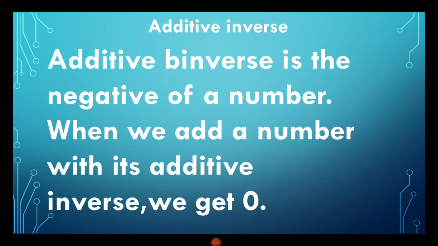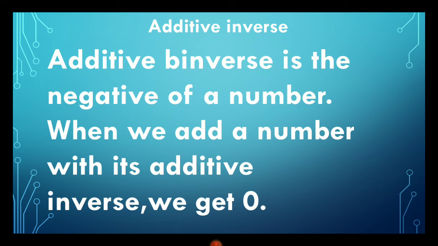So additive inverse. As I was saying, when you add a number with its additive inverse, you get 0. So additive inverse is the negative of a number. When we add a number with its additive inverse, we get 0. So additive inverse is also known as the negative of a number.